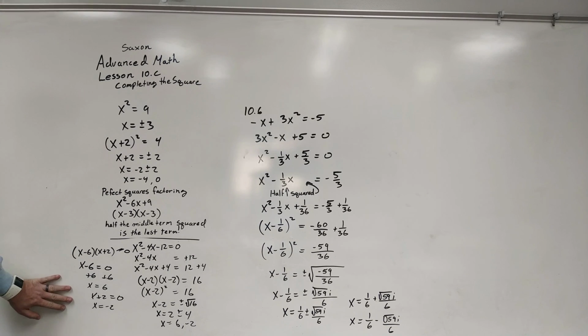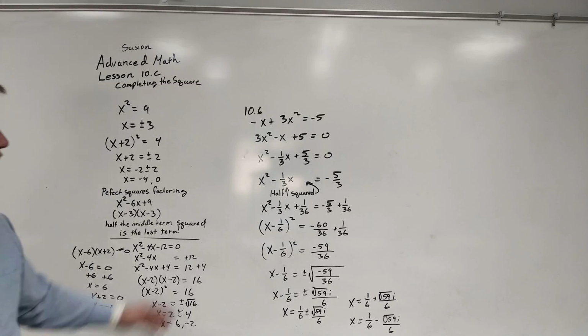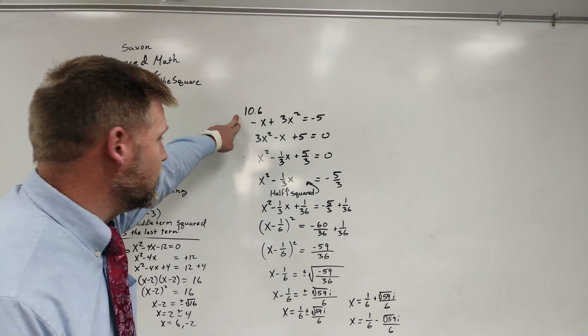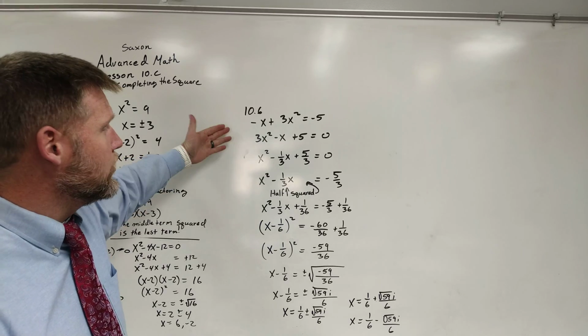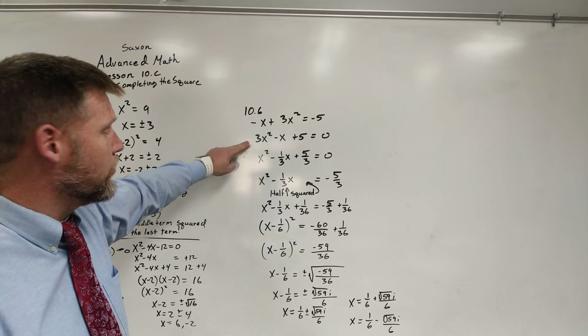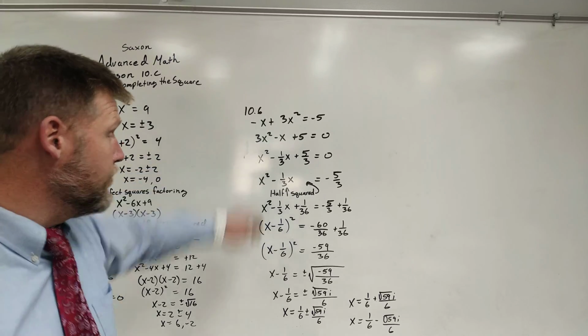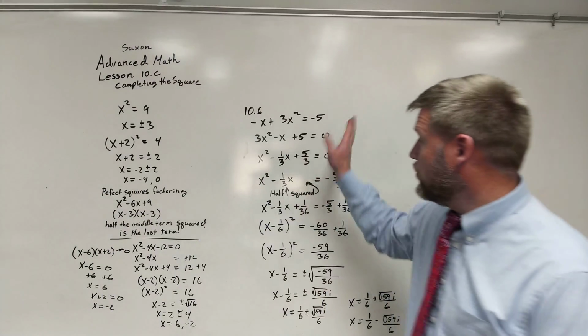Now let's get a little more exciting here. Let's do one that I couldn't do in my head. Example 10.6 is one that fits that bill. There's no way I'm going to do this in my head. I don't know what to do with this, so the very first thing I'm going to do is put it in the correct format: 3x squared minus x plus 5. So I just moved it around.